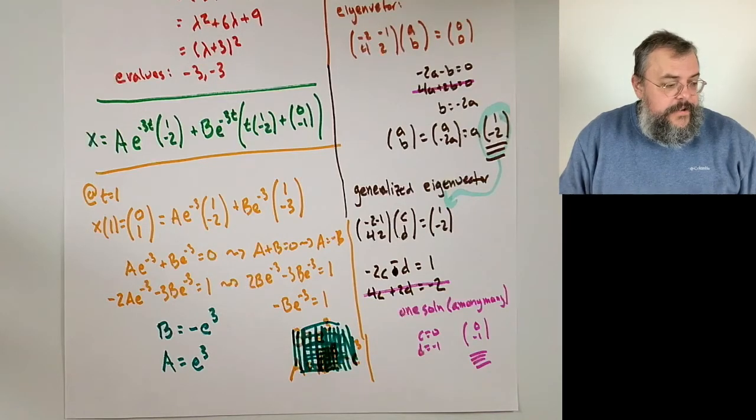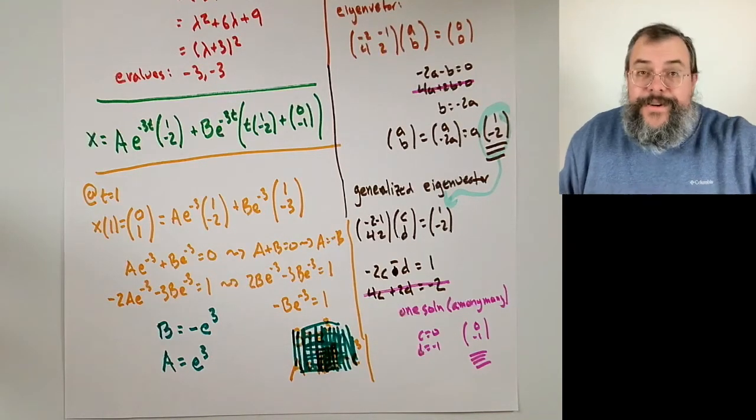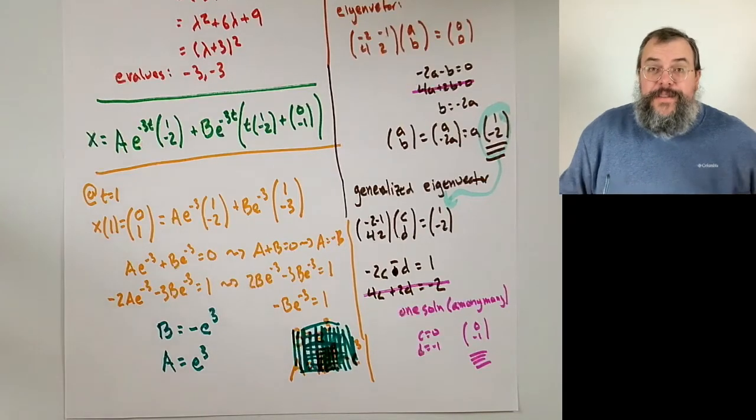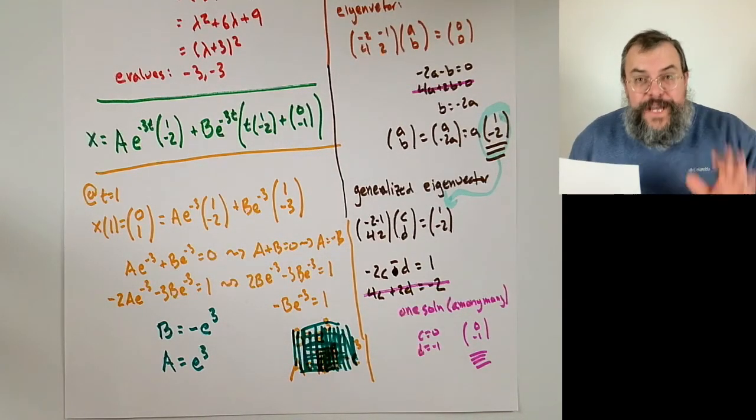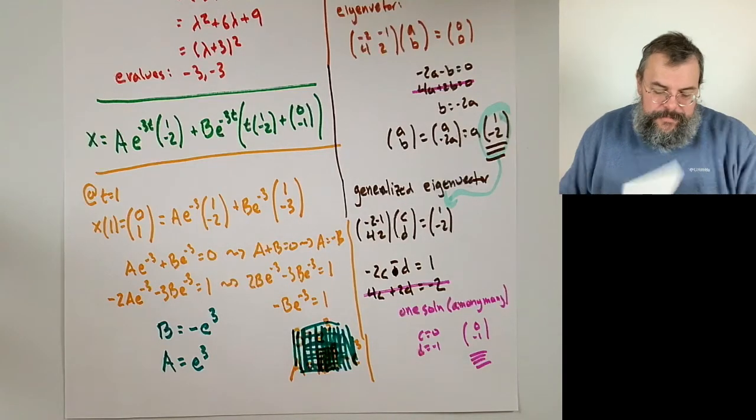All right, good. So we're out of space. That's okay. We're not out of paper. There's always more paper.